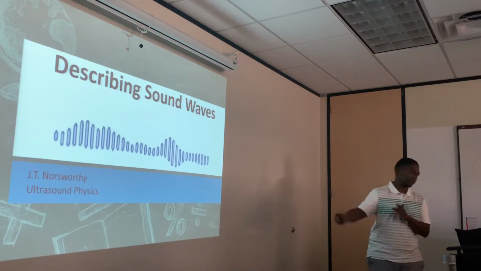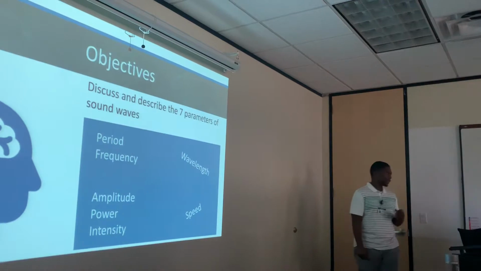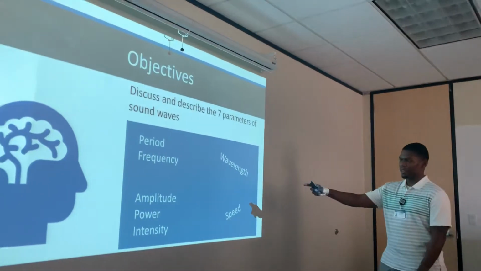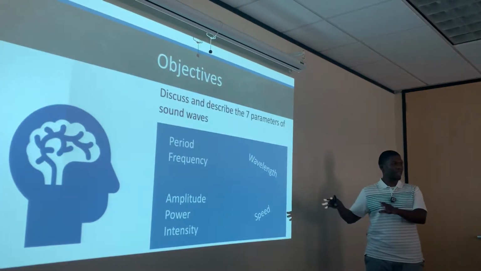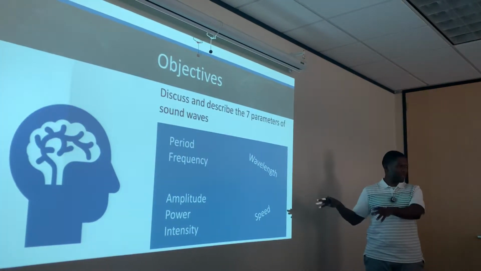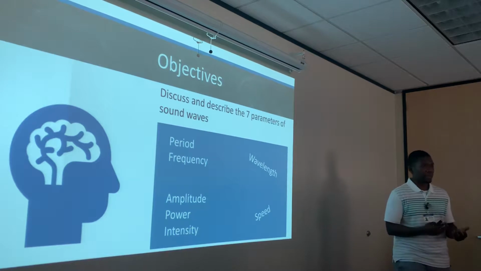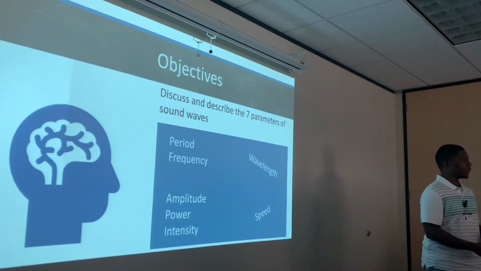All right? So in this chapter, guys, we're going to discuss and describe the 7 parameters of sound waves. And you see they're arranged in this nice little box. For those who made it to the end of the chapter, you know why they're arranged in this manner. When we get there, I'll explain why they're grouped like this, because hopefully it helps you remember and understand their relationship with one another.